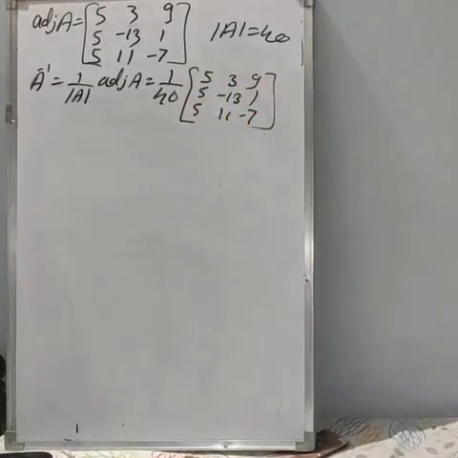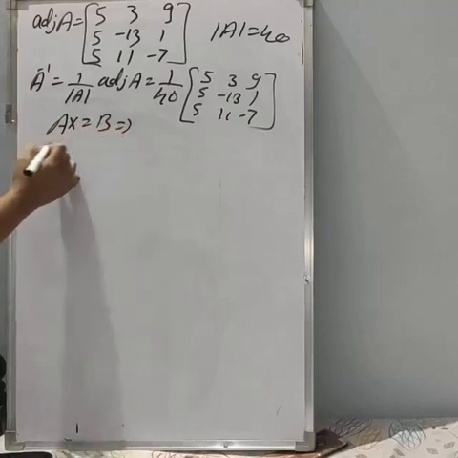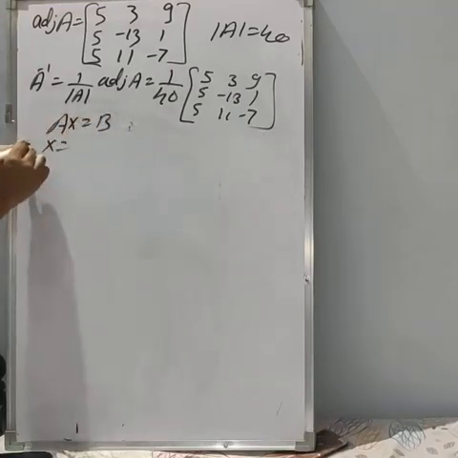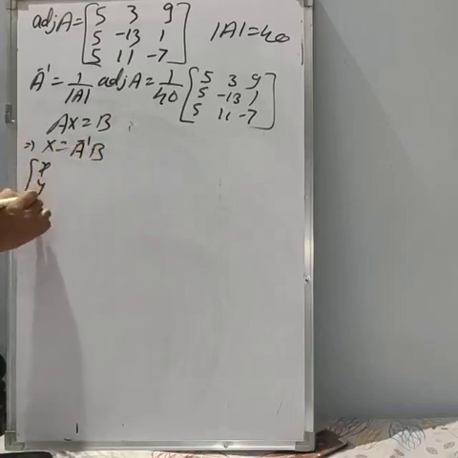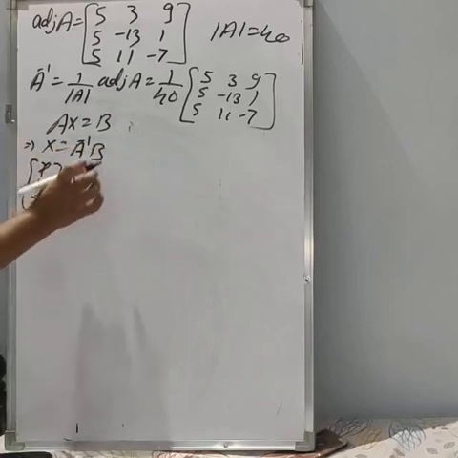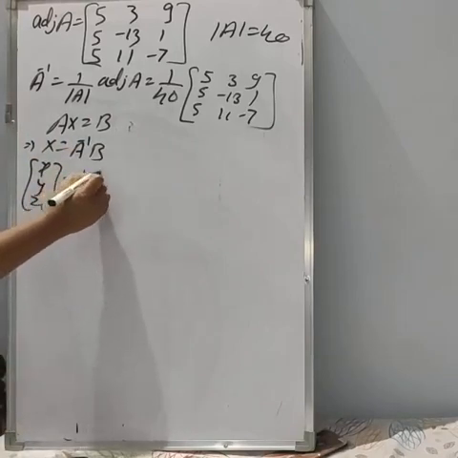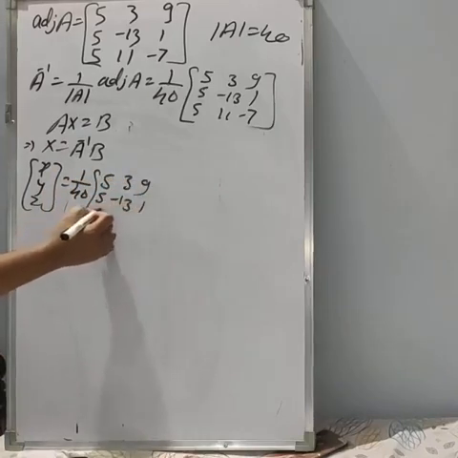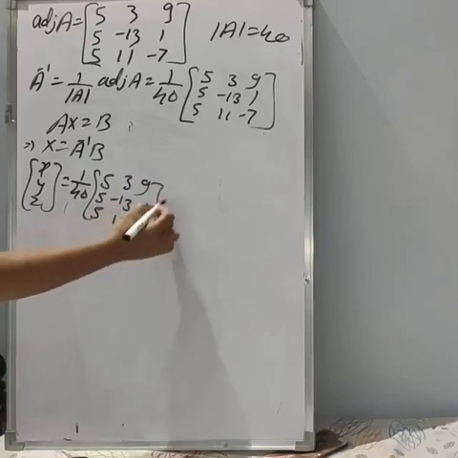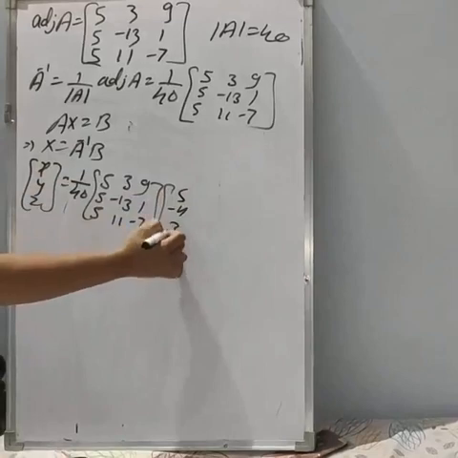So we have A inverse value now. Now consider the equation Ax is equal to B. That implies x is equal to A inverse B. So put the value. We have x, y, z equal to 1 upon 40 into 5, 3, 9; 5, minus 13, 1; 5, 11, minus 7 into matrix B. Matrix B is 5, minus 4 and 3.